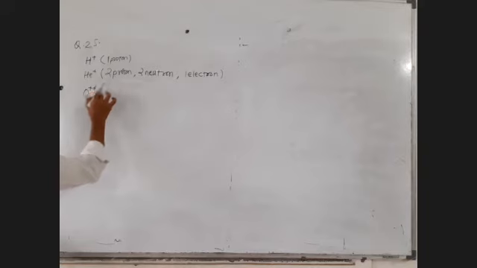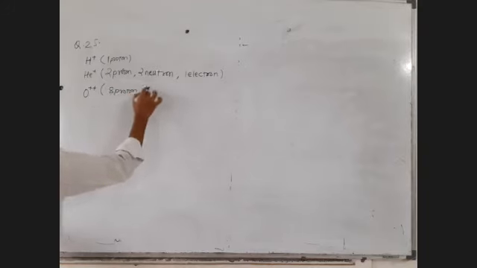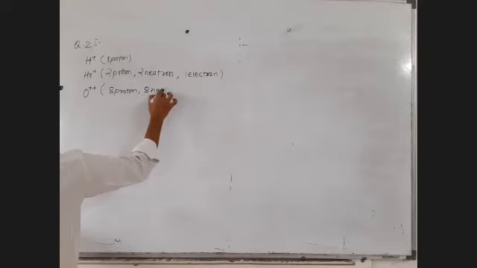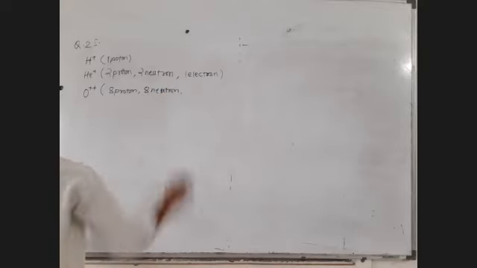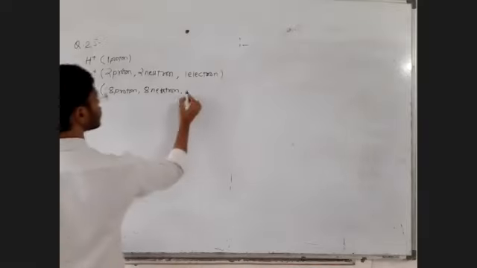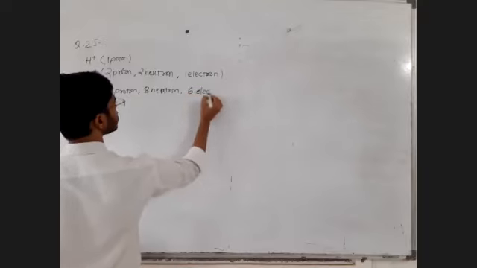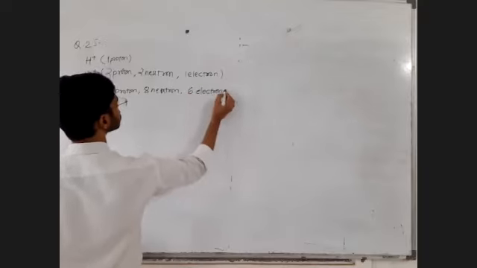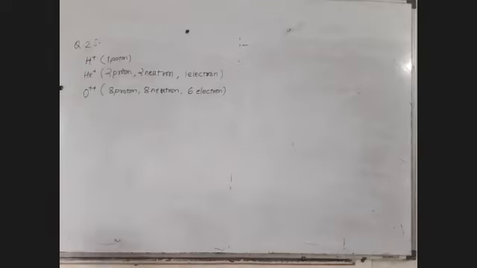O plus plus. Oxygen: 8 protons, 8 neutrons, 8 electrons are there, but plus plus. So 2 electrons removed. So only 6 electrons will be there. Okay.